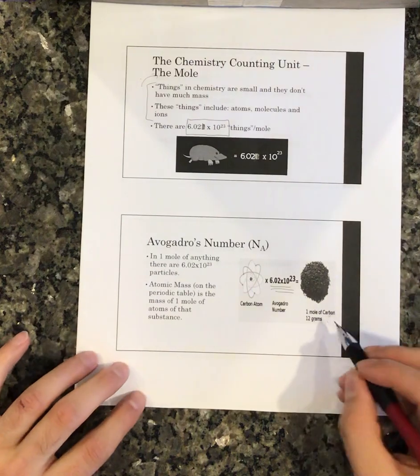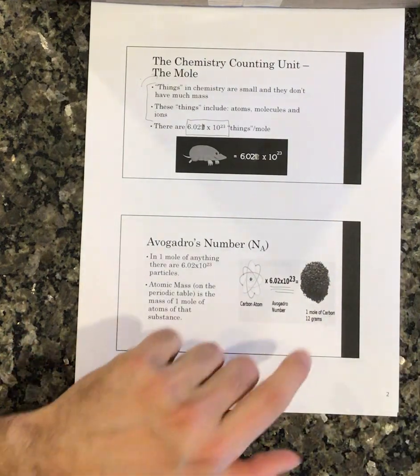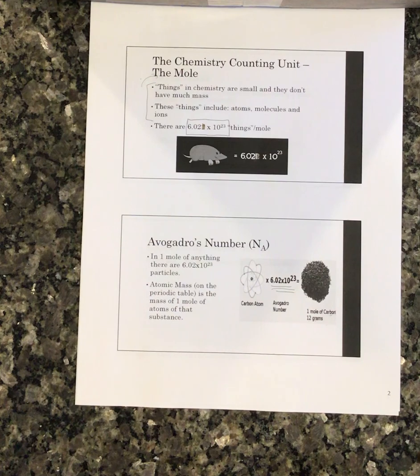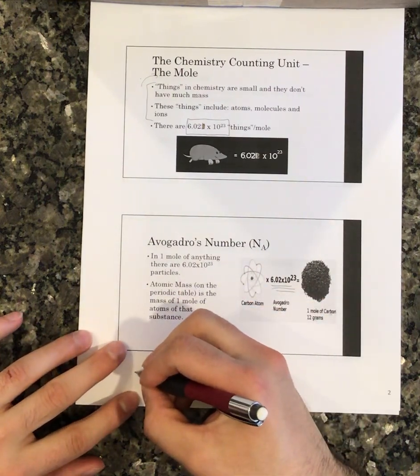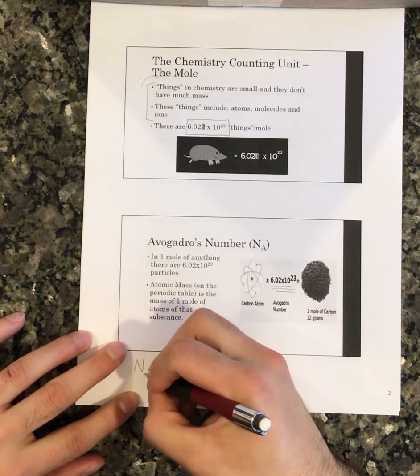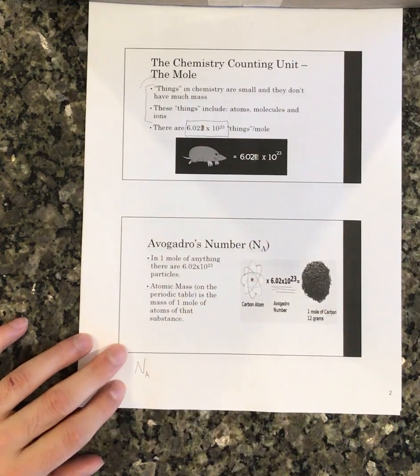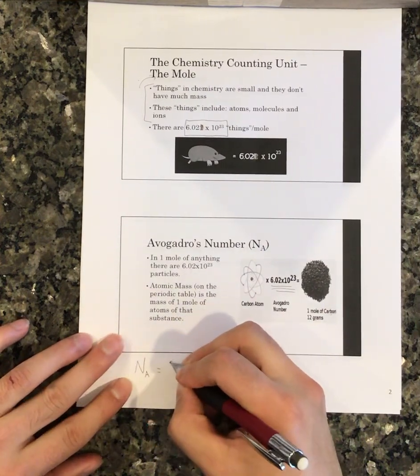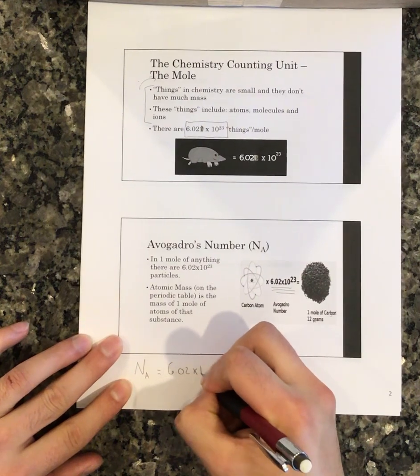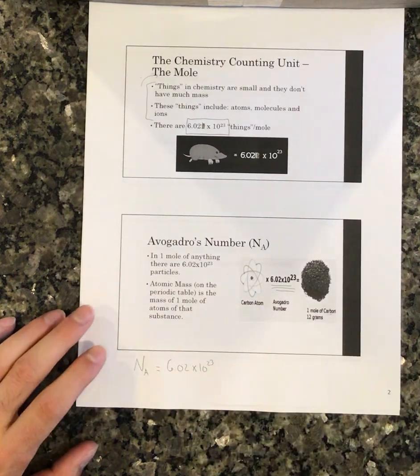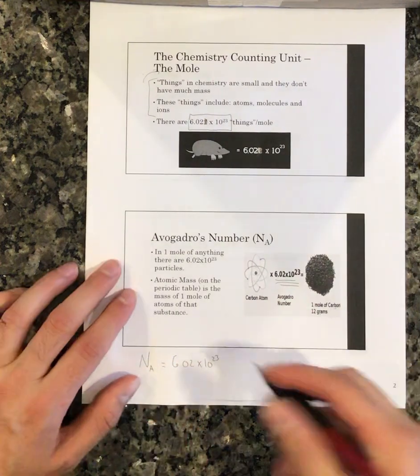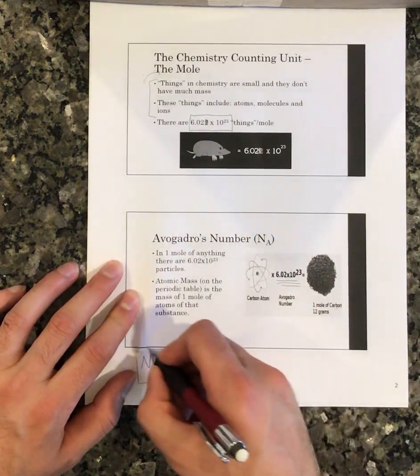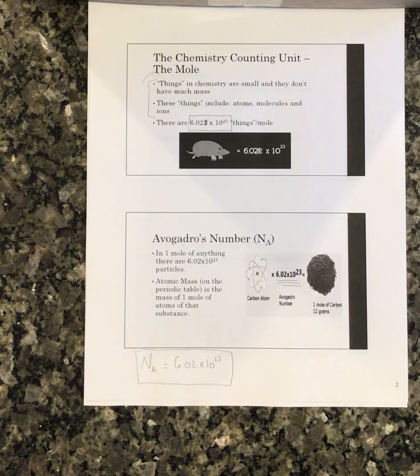So this number corresponds to having 12 grams of carbon, and we keep it consistent. Now, on your formula sheet, you'll see N subscript A, which stands for Avogadro's number, and you'd be given this number here. So on a test or anything like that, this is what you're going to be given. You just need to understand what it means. That means Avogadro's number. And the reason why we have that is because it's 12 grams of carbon.